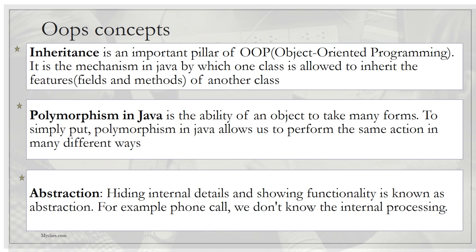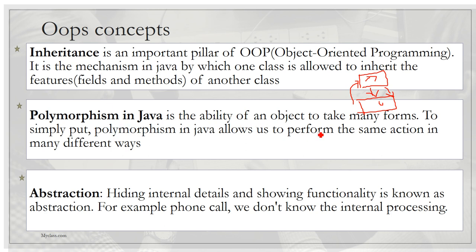Next concept is inheritance. Inheritance is an important pillar of the OOP concept, object-oriented programming. It is the mechanism in Java by which one class is allowed to inherit the features of another class. If two classes are there, one class can inherit the features of the other class. If this class also needs something inside that class, we can give permission to access it by using inheritance. Okay, inheritance concepts.